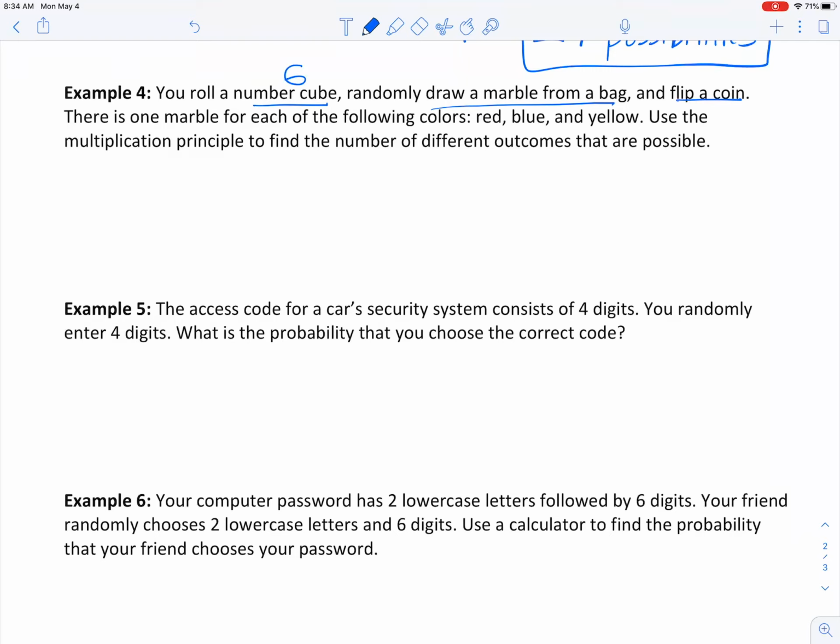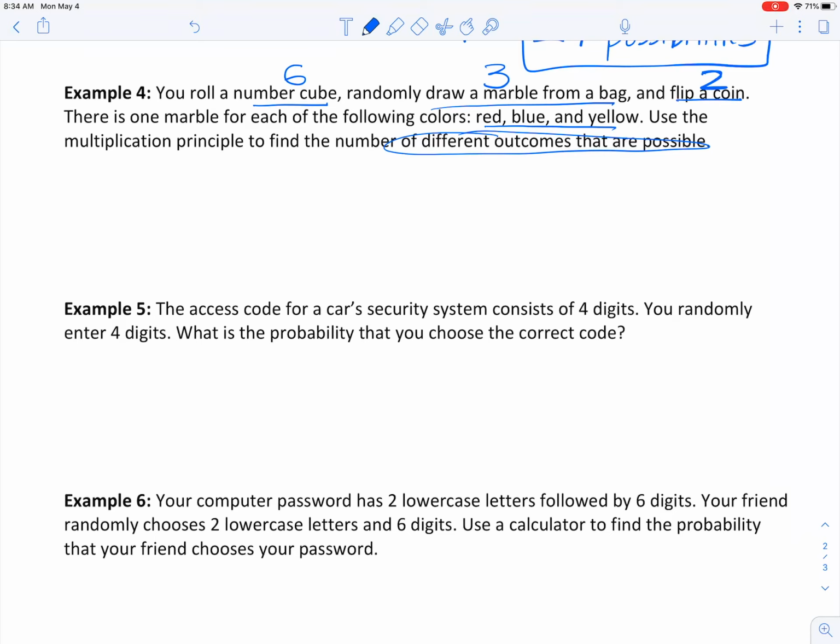Example 4, you roll a number cube, randomly draw a marble from a bag, and flip a coin. So even before we go on, I'm going to write down there are 6 possibilities for the number cube. There is one marble for each of the following colors, red, blue, and yellow. So there are 3 marble colors in the bag. Use the multiplication principle to find the number of different outcomes that are possible.